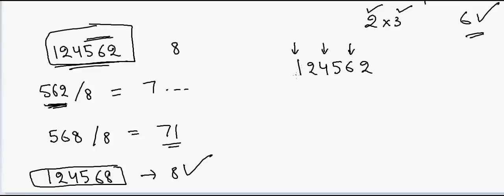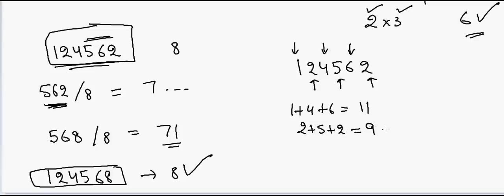So I'll take this and this, and then I'll take this number and this number, and I add them together. So I'll say 1 plus 4 plus 6, that's 11, and then 2 plus 5 plus 2, that's 9. So if I subtract 9 from 11, that gives me 2, and 2 is not a divisible of 11, so this number should not be divisible of 11.